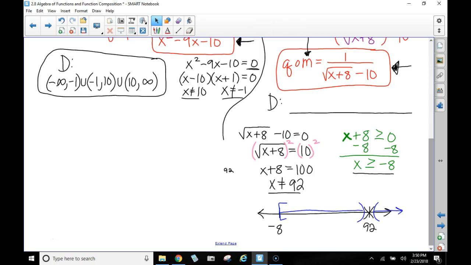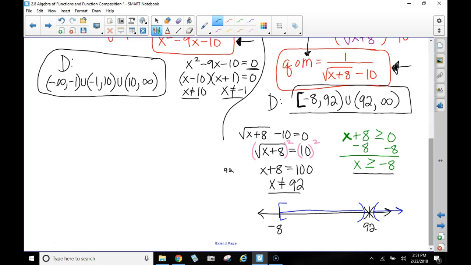But when we go to write our domain in interval notation, read your number line from left to right, and it's going to be bracket, negative 8, comma, up to 92, not including 92, so parenthesis, union with parenthesis, stuff bigger than 92, so 92 to positive infinity. There's my domain in interval notation.